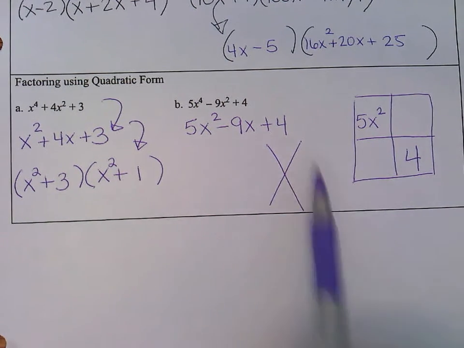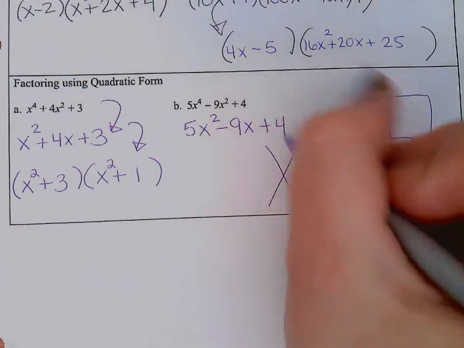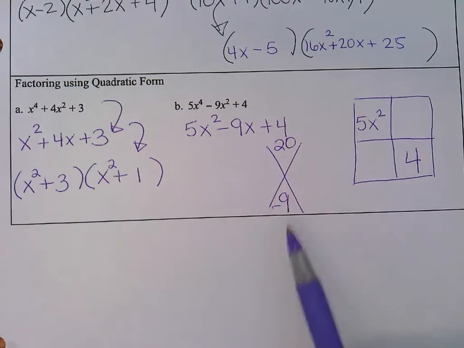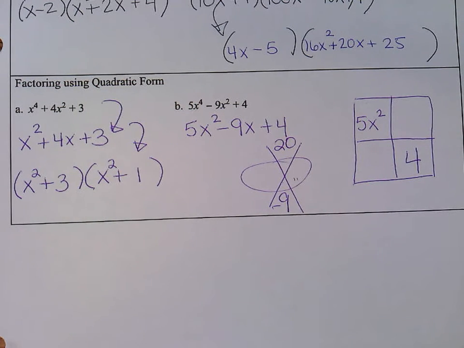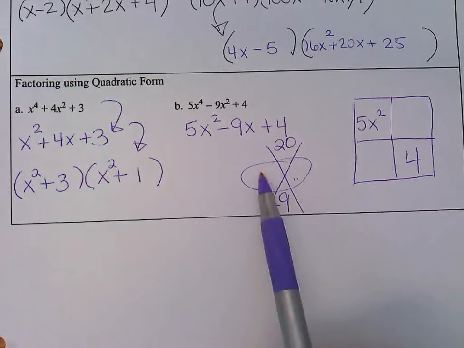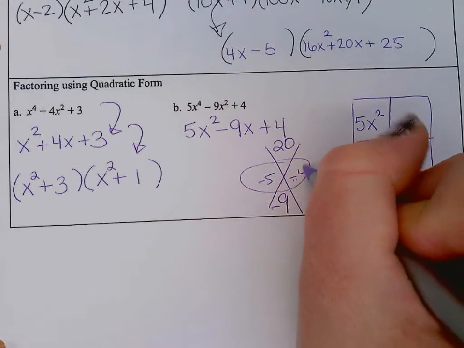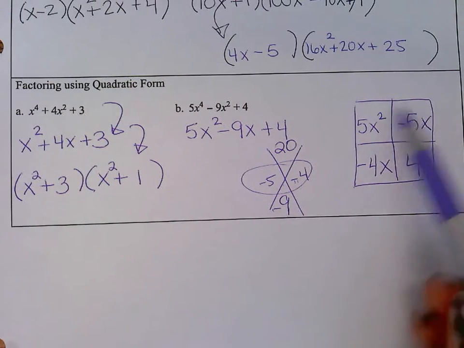Okay, so you do 4 times 5 because this has a coefficient. So 4 times 5 is 20. I'm looking for the factors of 20 that add up to negative 9. Whatever I get here is going inside this box. So can someone think of the factors that I want to use? They both are going to have to be negative numbers to multiply to get 20. Yes. So negative 5, negative 4 are going to become negative 5x and negative 4x inside our box.